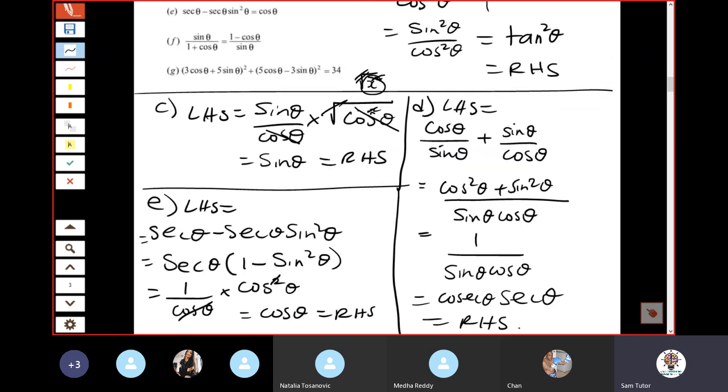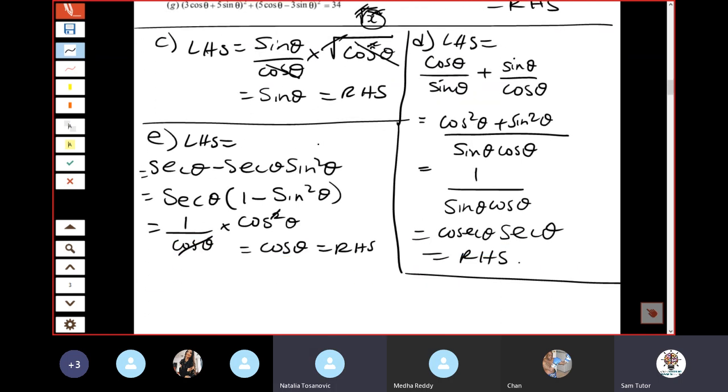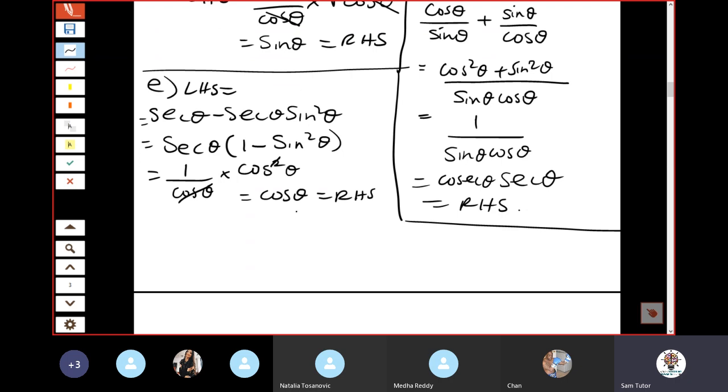We want cos theta. Does that all make sense? Yeah. So factorize first. If you can, you've got to factorize first. Then 1 minus sine squared becomes cos squared. The squared and the 1 power at the bottom cancels out. You're just left with a cos theta on the top.